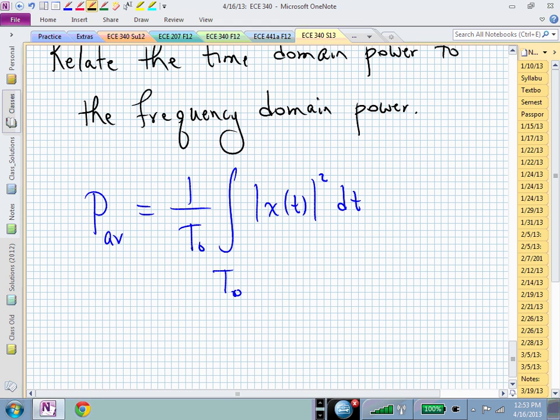Meaning, if I give you a complex waveform, x of t, on the final, you should be able to find its magnitude, square it, integrate over one period, divide that time interval out, and you have the average value of that waveform, the average power in that waveform. This is a time domain formula. And I hope you feel comfortable with that.